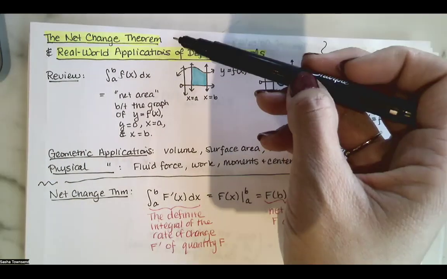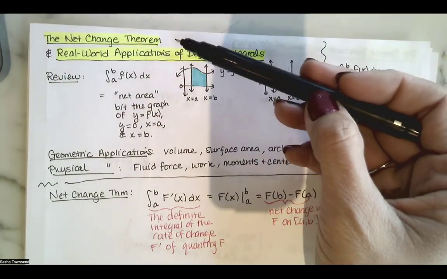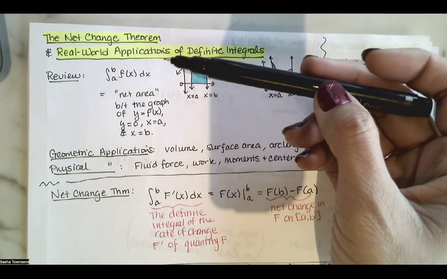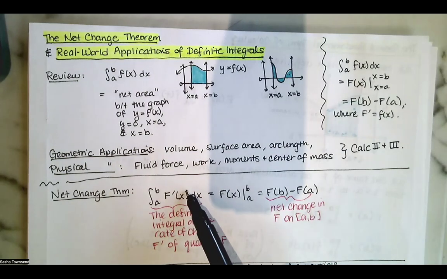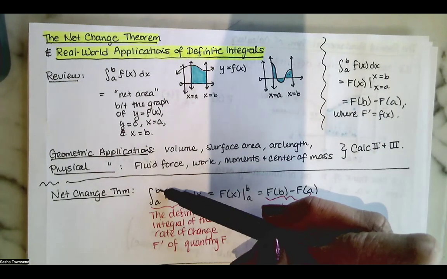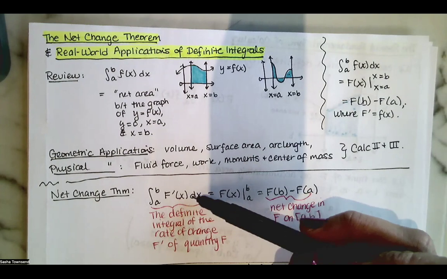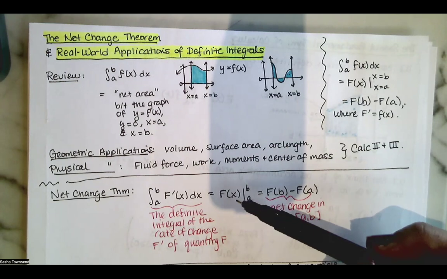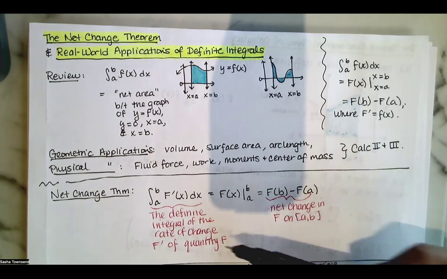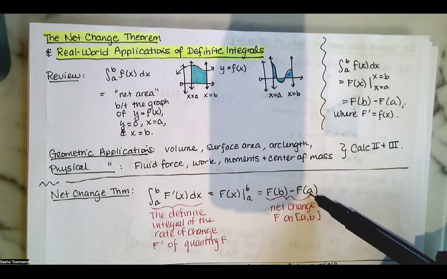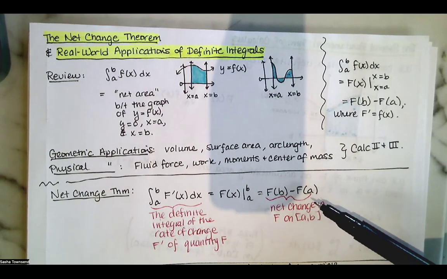But this theorem is the net change theorem, and this is our first opportunity to interpret the integral in real-world applications. So rather than having our lowercase f of x here as our integrand, we're going to replace it with that capital F prime. So we're saying the integral from a to b of capital F prime of x, that's the definite integral of the rate of change F prime of a quantity F, is the net change in that quantity F. So you evaluate that quantity at x equals b, you evaluate that quantity at x equals a, and you subtract. You would say, how is that a real-world application?